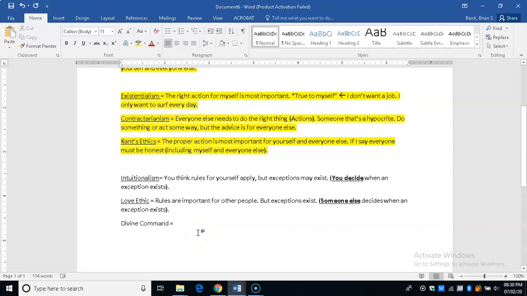Okay, divine command is where you believe that rules are important. It's important to do the right thing, but again, exceptions exist.